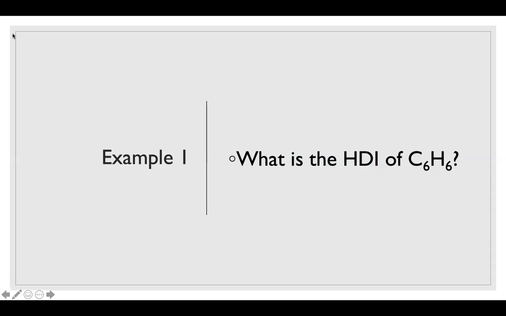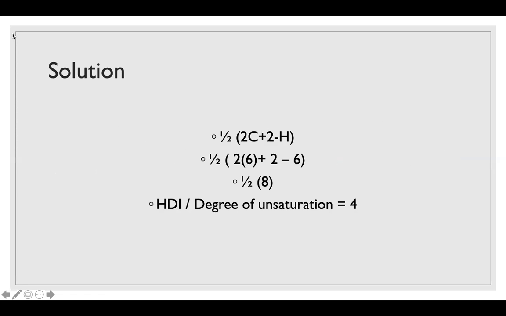So for our first example, we have the formula C6H6, and I will give you a minute to figure out what the HDI or degree of unsaturation is using the equations we just talked about. We can use the most basic equation for this one, which was 1/2 times 2C plus 2 minus H. So if we plug in our carbons present, which is 6, and our hydrogens present, which is also 6, we have 1/2 times 8, which gives us an HDI or degree of unsaturation of 4.